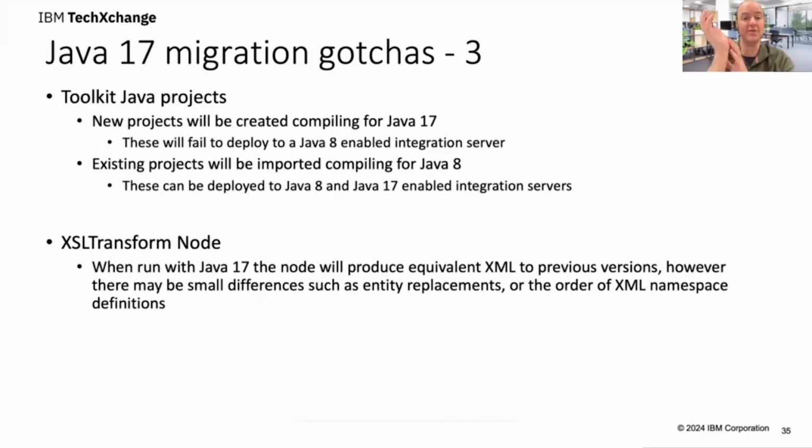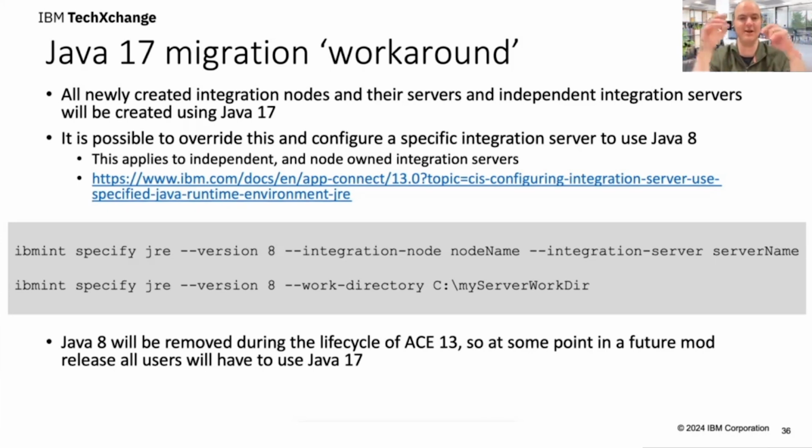The final slide on Java is kind of the workaround slide. Now, as I said, everything's created with 17, but you can use the IBM Int specified JRE command to specify that a certain server actually runs at version 8. You can do it both for independent servers and for node-owned servers. So you can run that command.